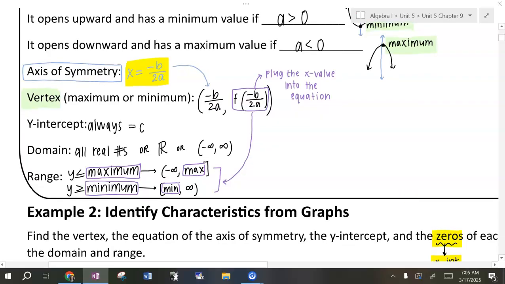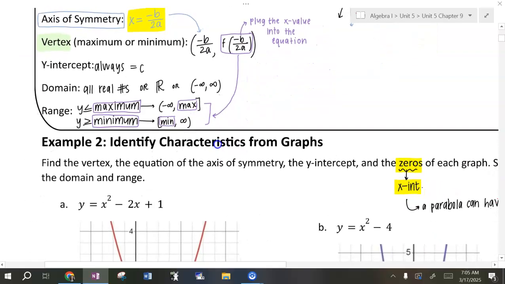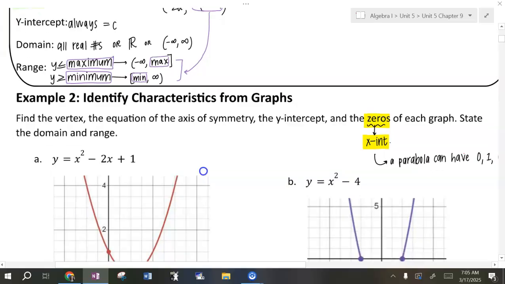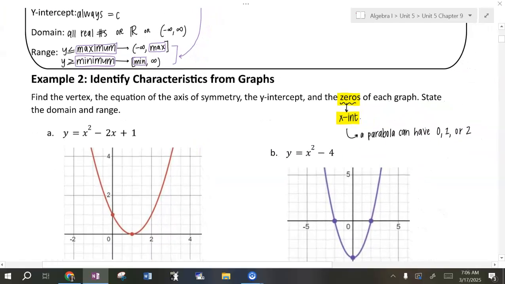In order to start understanding these a little more, we're going to look at graphs first, and we're just going to identify these characteristics from the graph. So the instructions say to find the vertex, the equation for the axis of symmetry, the y-intercept, and the zeros of each graph. State the domain and range.